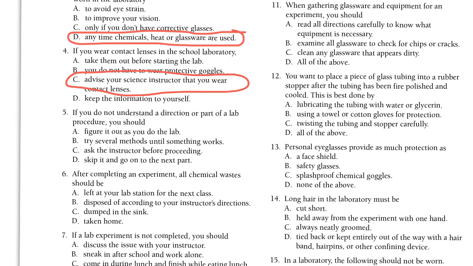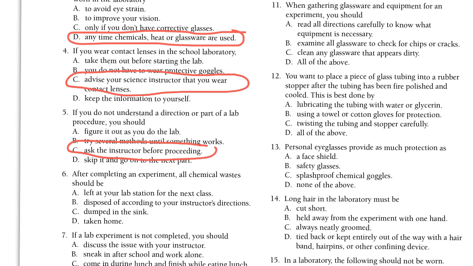5, if you do not understand a direction or part of a lab procedure, which might happen a lot with our dissection, A, figure it out. B, try several methods until something works, so trial and error. C, ask your instructor before proceeding, or D, skip it, go to the next part. Skip it. Whoa, I can't believe I got that wrong.